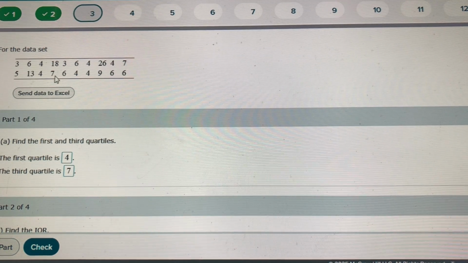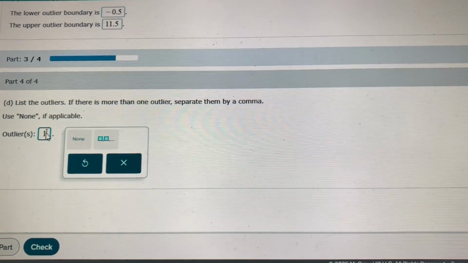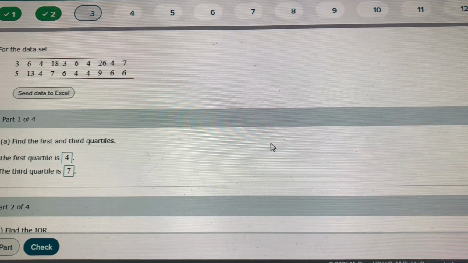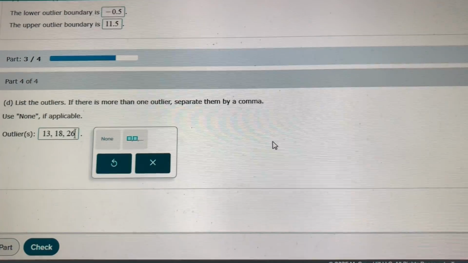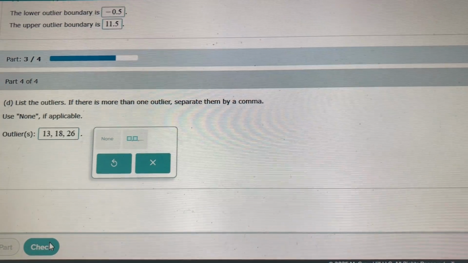And there are some numbers bigger than 11.5. There's a 13, there's an 18, and there's a 26. All three of those are outliers. You can get multiple outliers, and you can have them on the lower side and the upper side, or only on one side. 13, 18, and 26. There's no way to definitively tell if you have an outlier without doing this calculation.